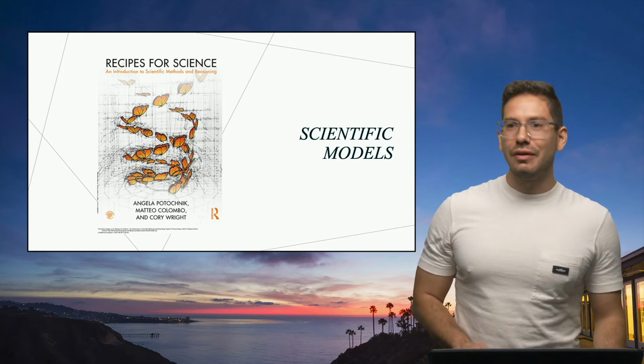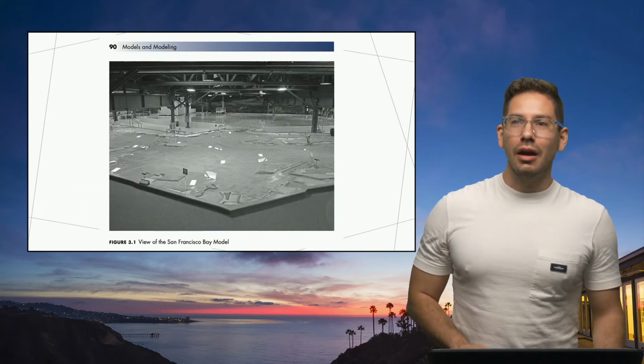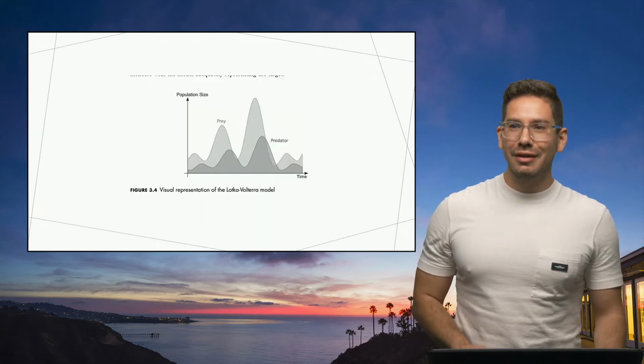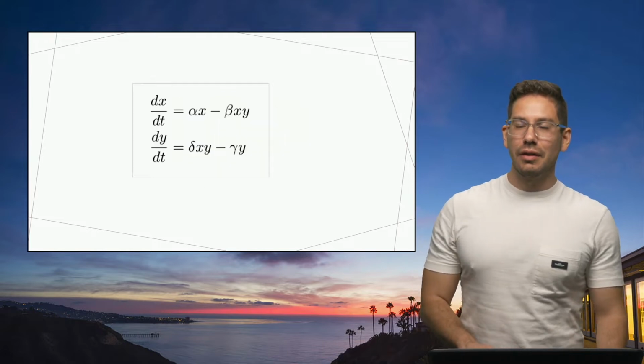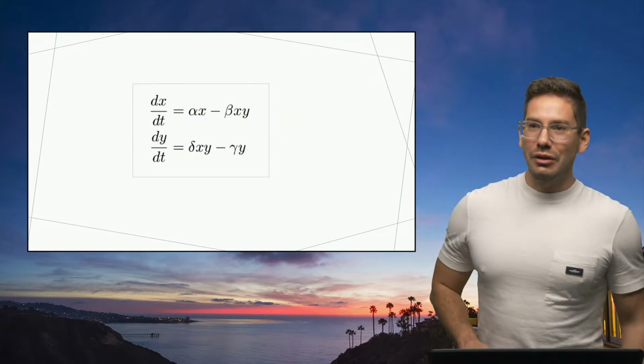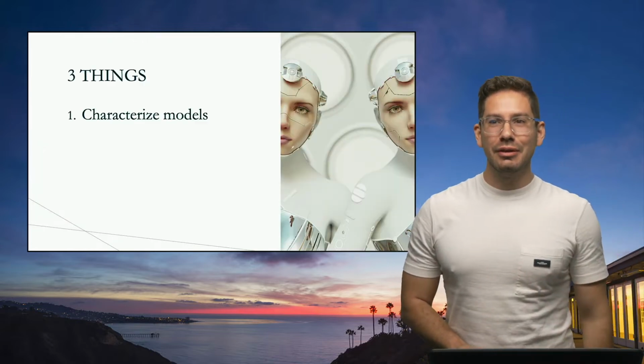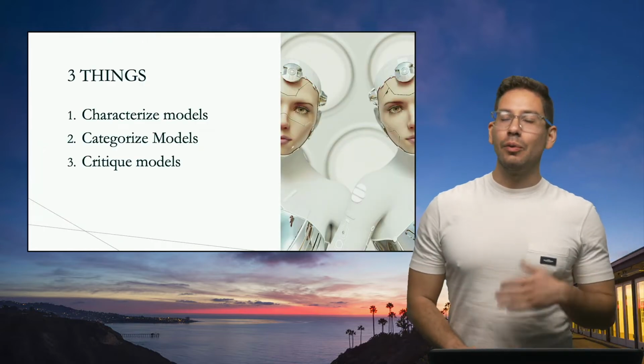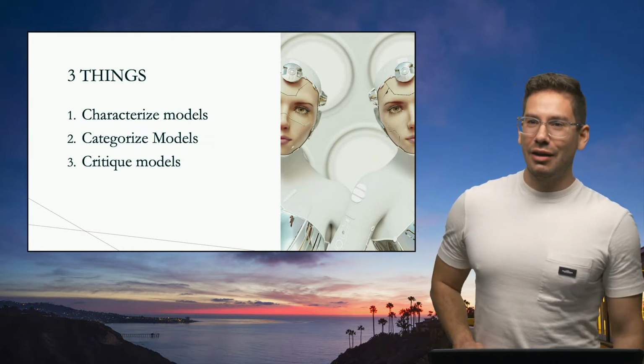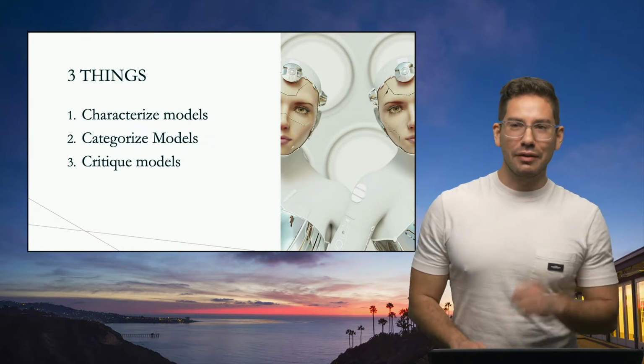So here are some examples of scientific models. As you'll be seeing, they're all very different. Even this one right here is nothing like the other one. So the authors of recipes set out to try to do three things: characterize them, categorize these models, and find ways to critique these models. I'll go ahead and talk about each of these, summarizing what they say here.